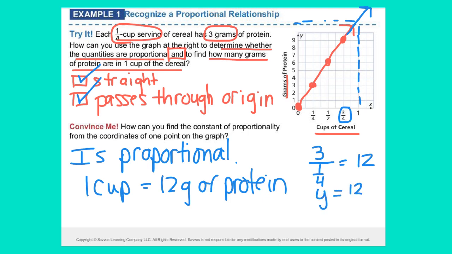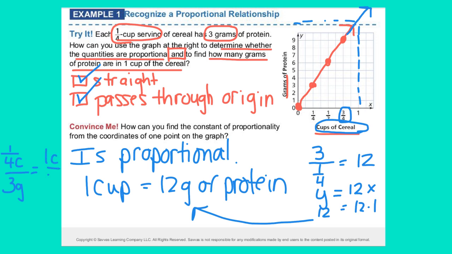Y equals 12x. X is my cups of cereal. 12 times 1 is 12. I would get the same answer. Could I interest you in a third option? I have 1/4 of a cup is 3 grams. 1 cup would be how many?